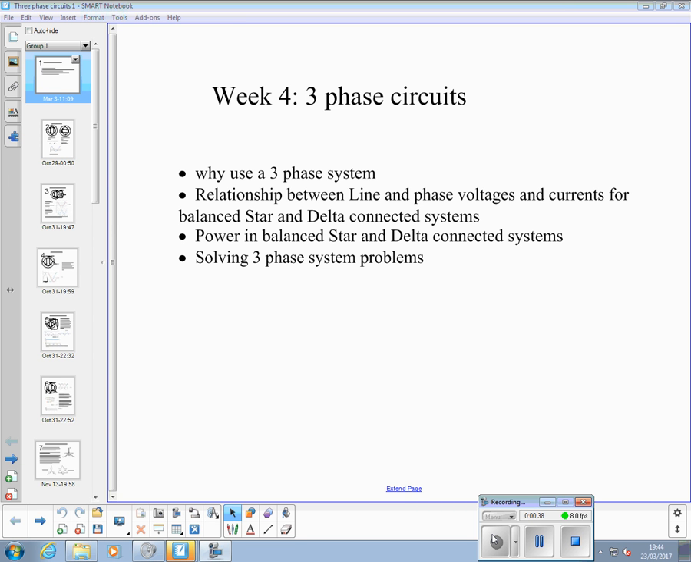And do it with balanced systems initially, and then over the next week or two we'll be starting to look at systems when they're unbalanced and look at the conditions when you get a short circuit or someone connects the wrong size load to one of the phases, what that does to the system. So faulted systems essentially.